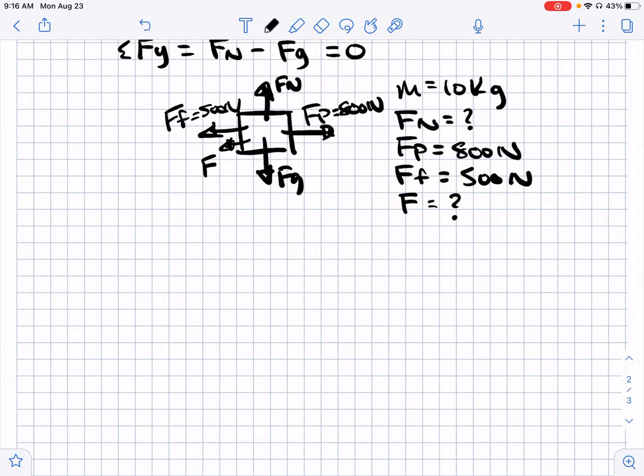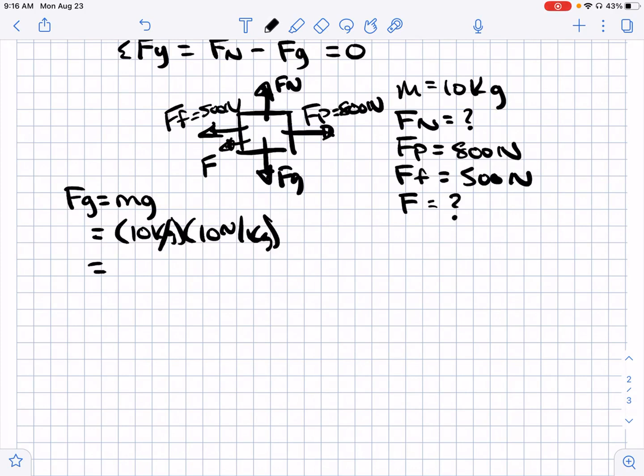All right, so let's start out with solving for the mass of that object. Okay, so we know the mass is 10 kilograms. Now, if you remember from earlier, we said that your Fg is just equal to mg. And in this case, the mass is 10 kilograms. You're going to multiply that by 10 newtons per kilogram. Kilograms will cancel. So the weight is equal to 100 newtons.